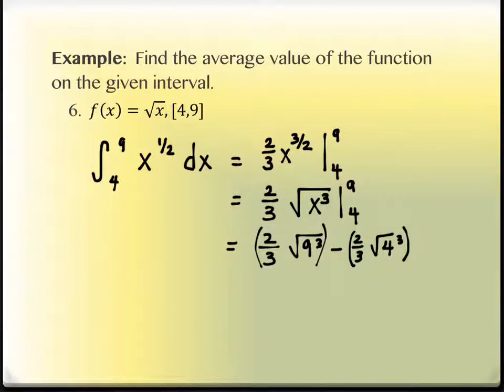All right, so what's the square root of 9? 3, thank you. And 3 cubed is 27. And then we have 2/3 times 27, which would give me what? It would be 18. And again, you're welcome to grab your calculator for it. It doesn't bother me at all. Square root of 4 is 2. 2 cubed is 8. So then we have 2/3 times 8, which would be 16/3. And if we subtract this, we're going to end up getting what?